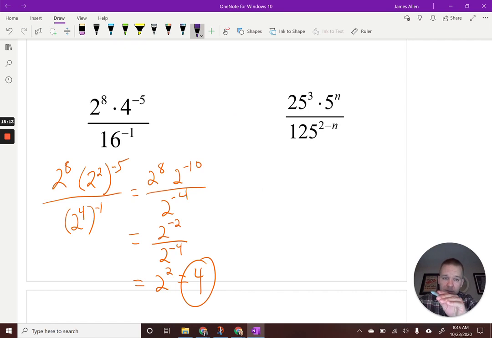Did you pause it and try it? Because you should. Okay, let's go for it. So 25 and 125 and 5 all can be written as a base of 5. So I'm going to have 5 squared to the third.